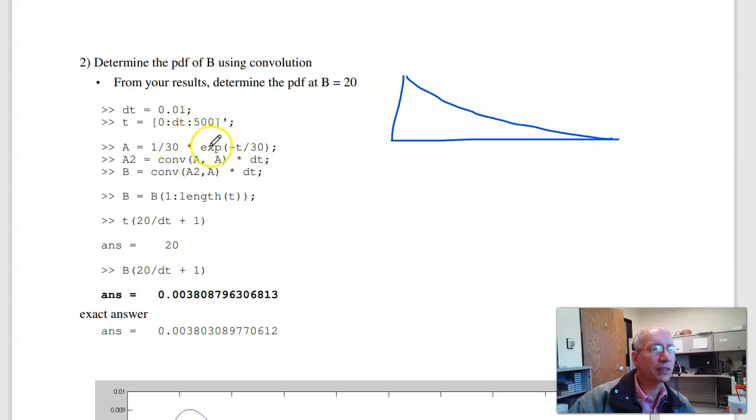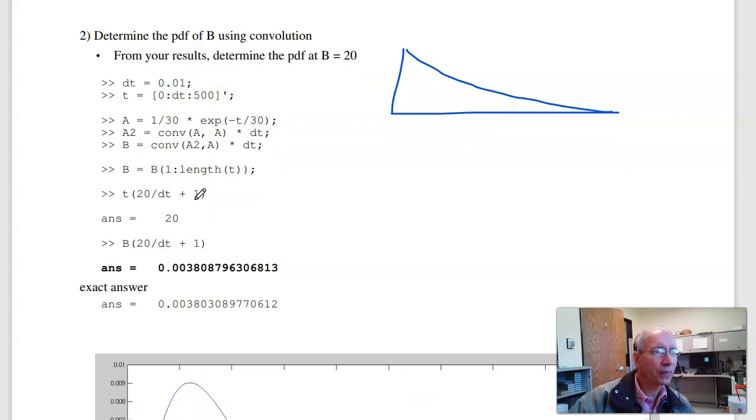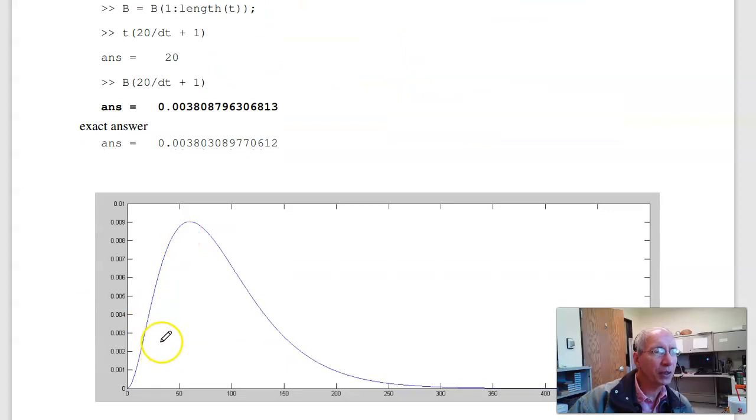That's the time for one event. 2 events would be the convolution of A with A, times dt. Since this is continuous time, I'm integrating. B would be the time of 3 events, so 2 plus 1 gives you 3. That'll go out to a whole bunch of places. To plot it, I'm going to truncate B to the length of t.